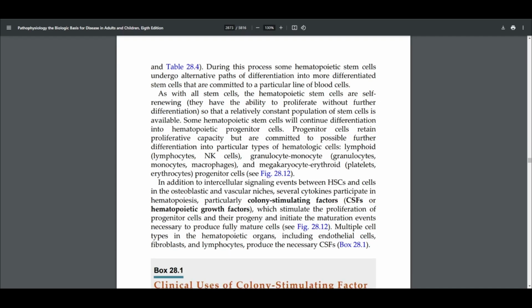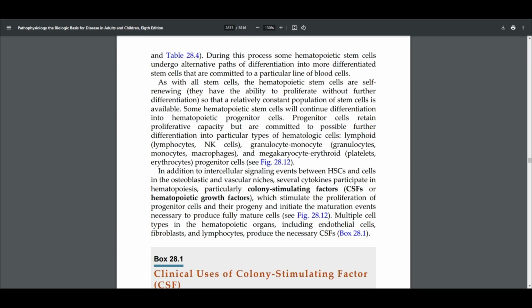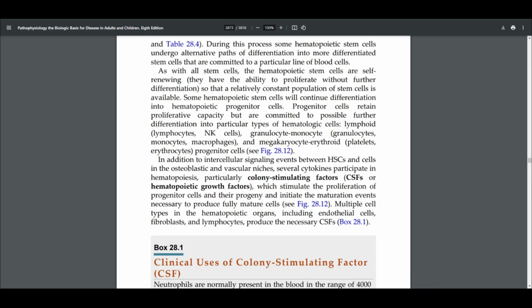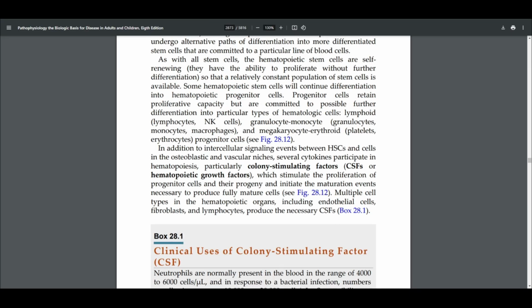As with all stem cells, the hematopoietic stem cells are self-renewing so that a relatively constant population of stem cells is available. Some hematopoietic stem cells will continue differentiation into hematopoietic progenitor cells. Progenitor cells retain proliferative capacity, but are committed to possible further differentiation into particular types of hematopoietic cells: lymphoid, granulocyte-monocyte, and megakaryocyte-erythroid progenitor cells.